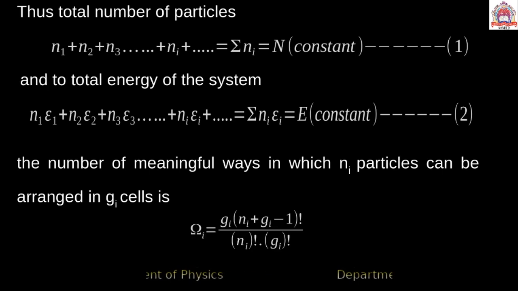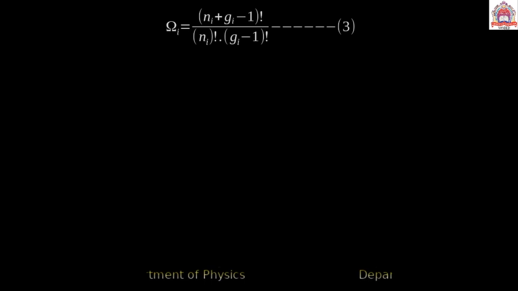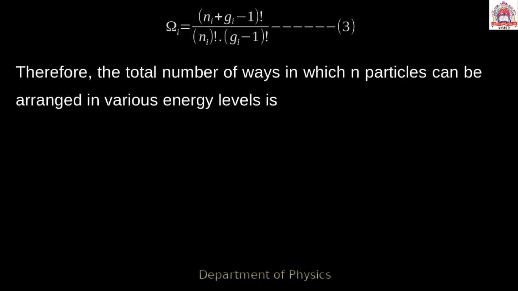So the number of meaningful ways in which Ni particles can be arranged in Gi cells is given by the probability of I equal to Gi into (Ni plus Gi minus 1) factorial over Ni factorial into Gi factorial. Or we can rearrange it, we get the probability of I equal to (Ni plus Gi minus 1) factorial over Ni factorial into (Gi minus 1) factorial. So it is represented as equation number 3. A similar expression will be obtained for other energy groups also.